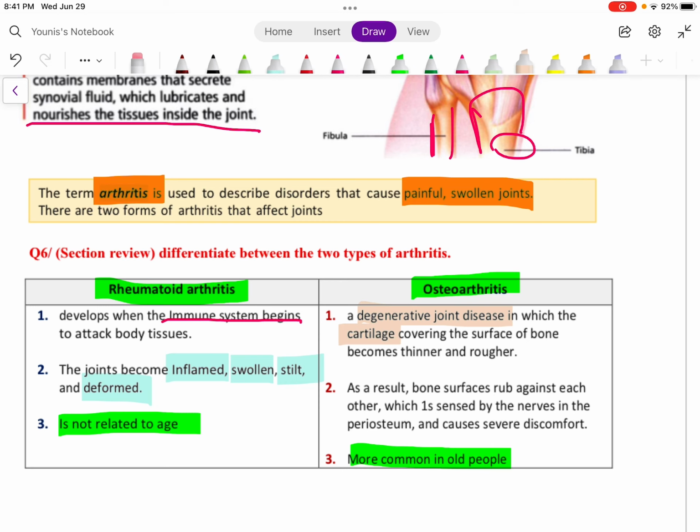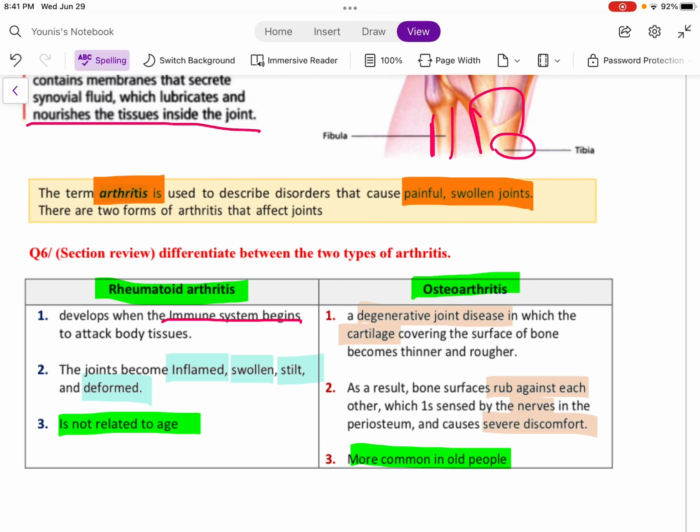So when the cartilage gets thinner, the bones will start to rub against each other. And from the rubbing, there are nerve cells that transmit the pain signals to the brain, and the person may feel a lot of pain and severe discomfort. So that was the main difference. Rheumatoid is autoimmune. Osteoarthritis is a degenerative joint disease where cartilage starts to get thinner and rougher.